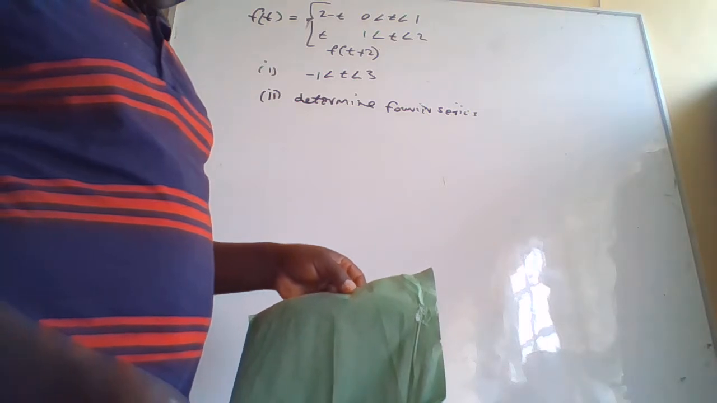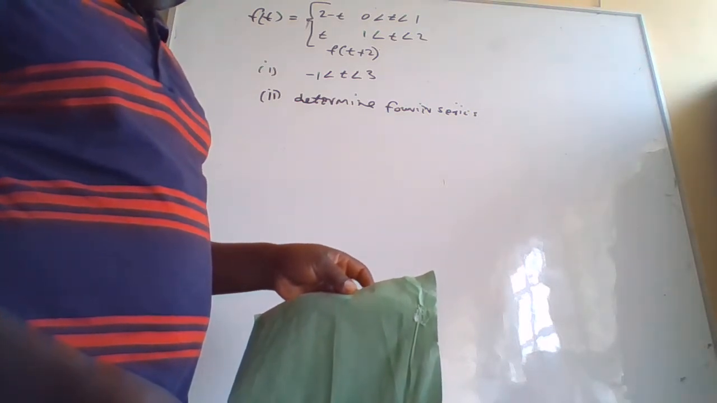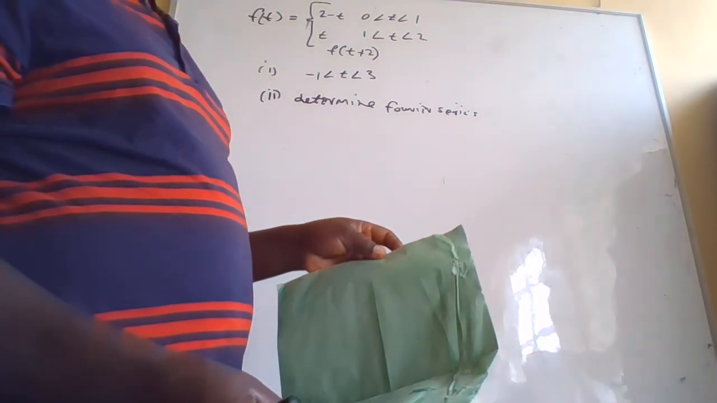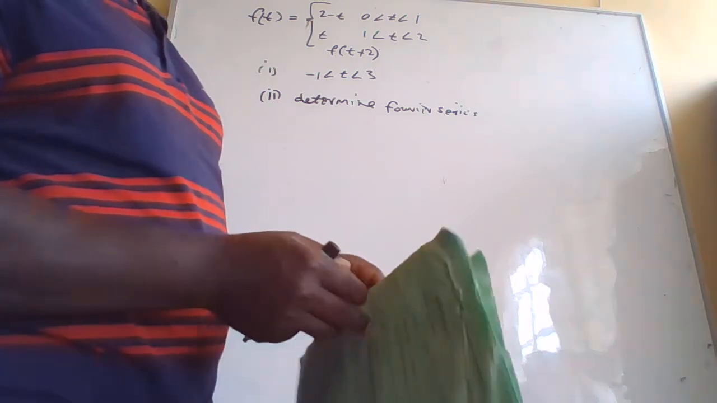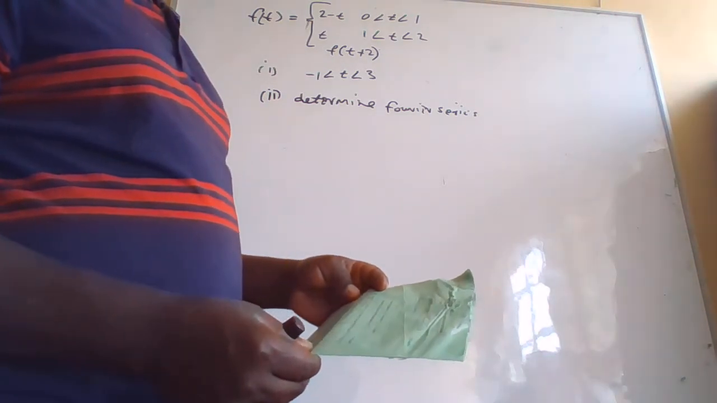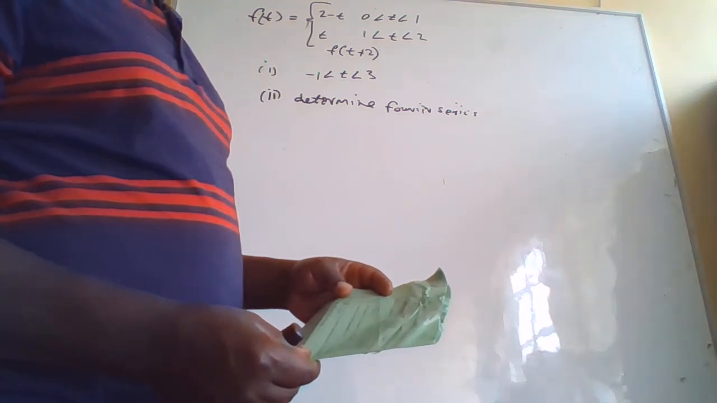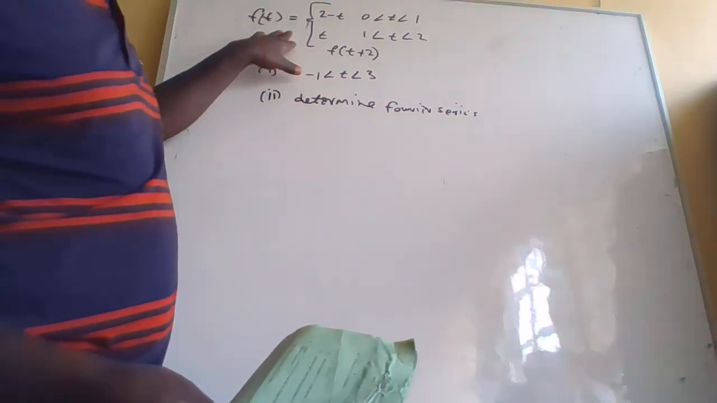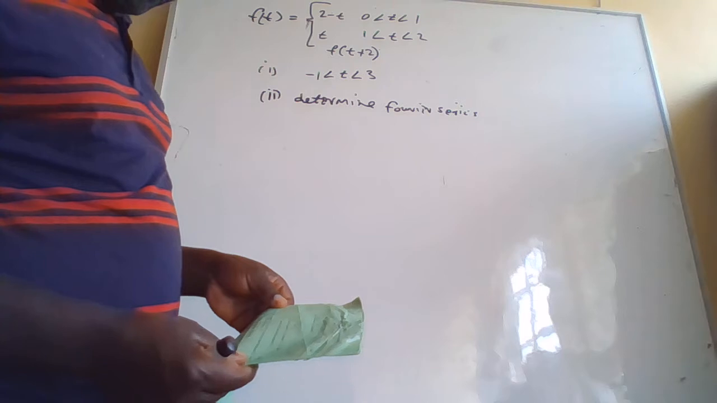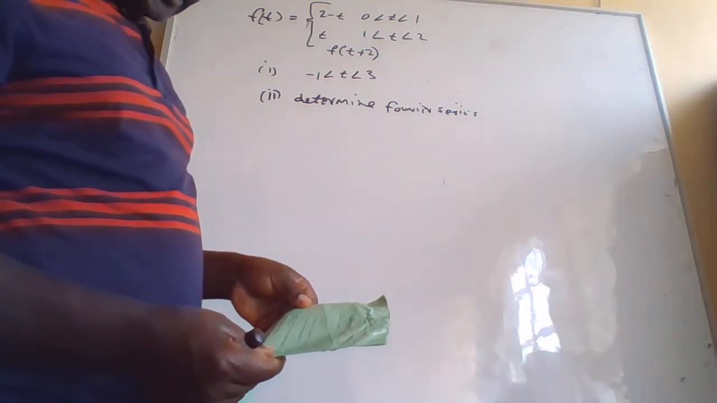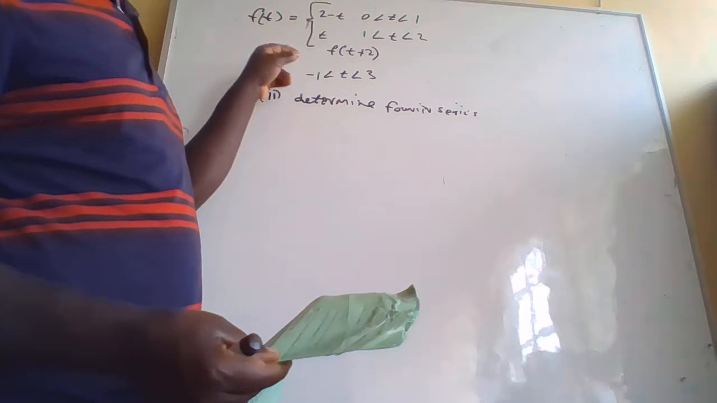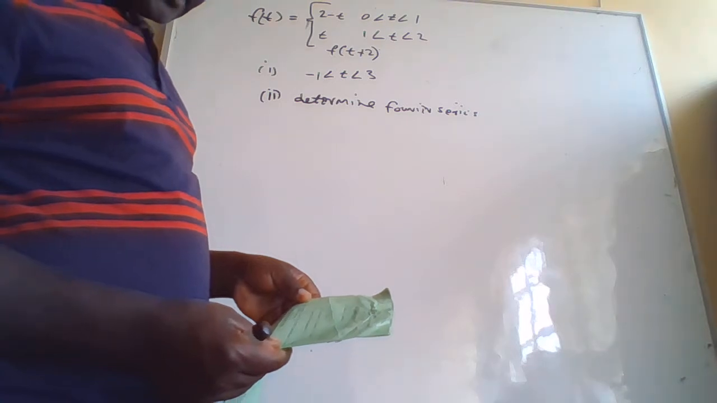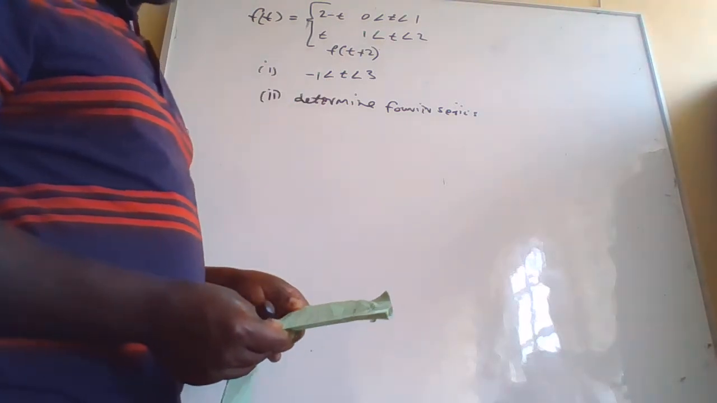This is Diploma in Mechanical Engineering, Engineering Mathematics 3, that was done in July 2022. Question 7b. A function f of t is defined by, this is the function. Roman 1, they want us to sketch the graph of f of t, the interval -1 up to 3, and then determine the Fourier series of the function.